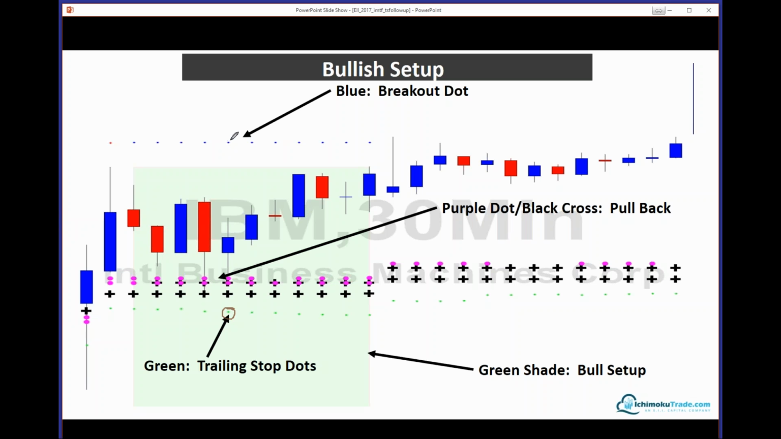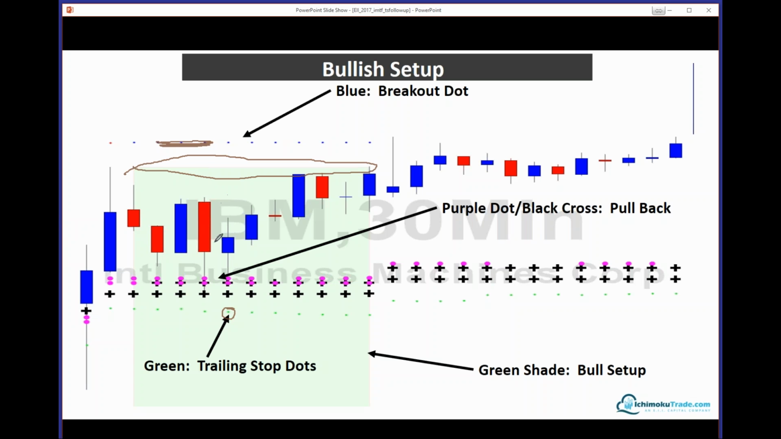If you're a breakout trader, what will happen is when this green zone comes up, these blue dots will automatically appear. If it's bullish, it'll appear above price. If it's bearish, it'll appear below the price. This is your breakout level right there. So if you're a breakout trader, this is where you put your buy stop order, which is showing you your breakout.